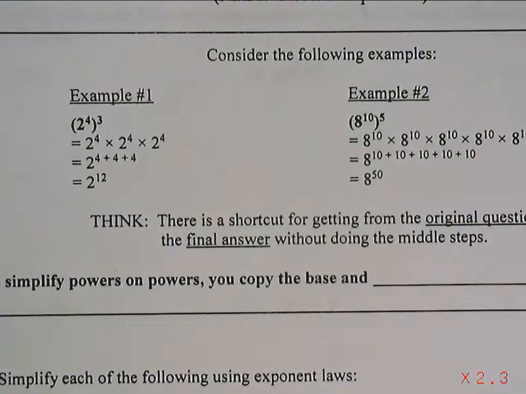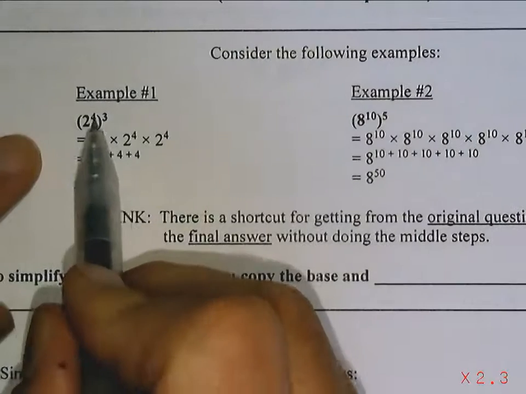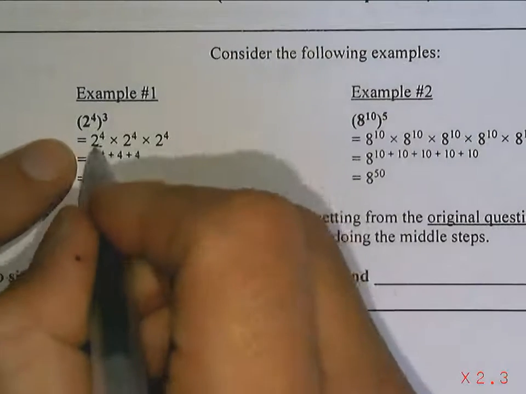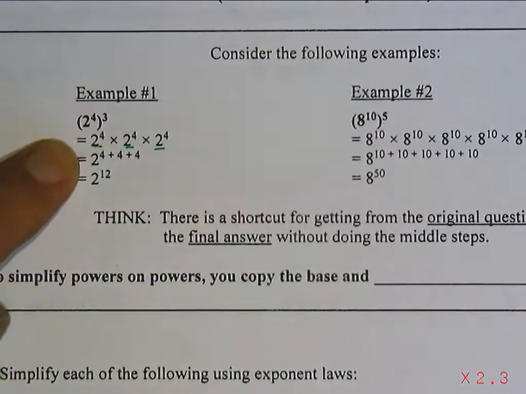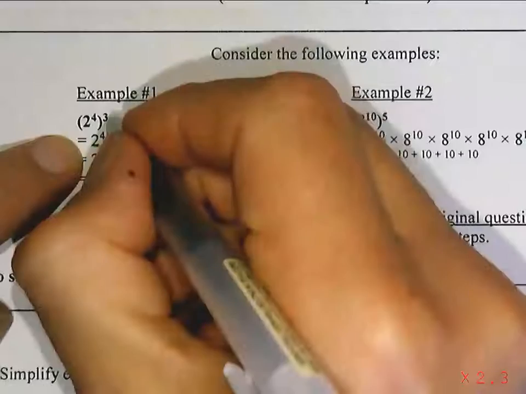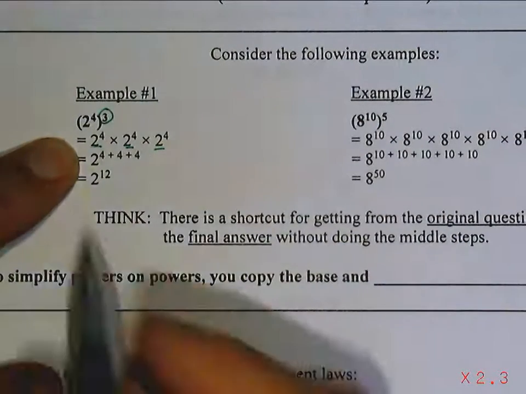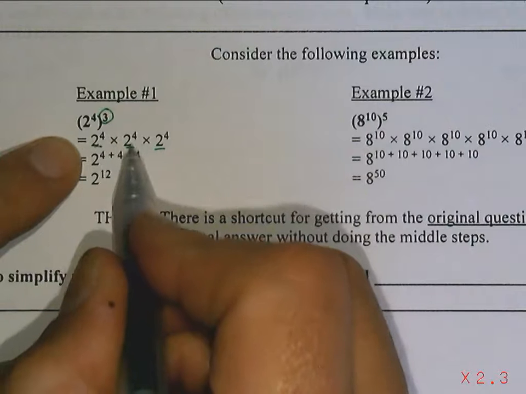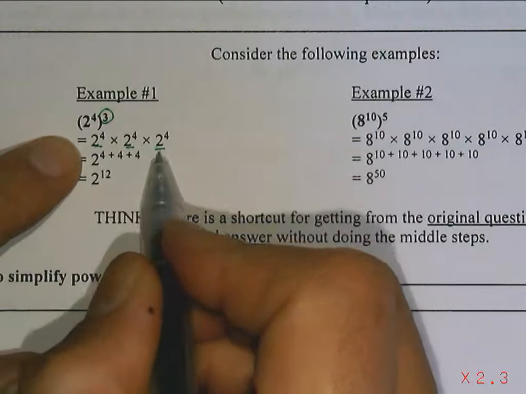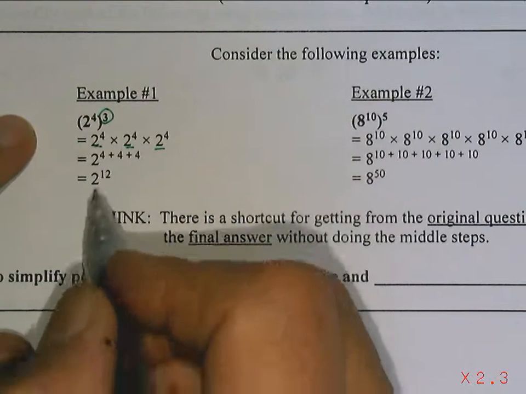This is what it means, people. 2 to the 4 to the 3 means write the base, 2 to the 4, times 2 to the 4, times 2 to the 4. So there's 3 of them being multiplied. That's what the exponent 3 says to do to the base. Well, I've got 2 to the 4, which is 4 2's being multiplied together, times another 4 2's, times another 4 2's, which is 2 to the 4 plus 4 plus 4, which is 2 to the 12.